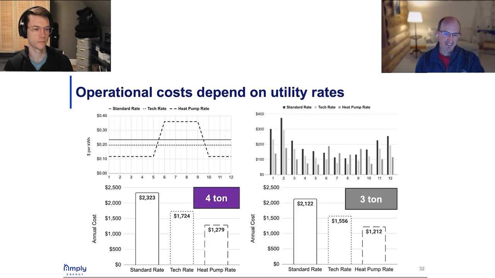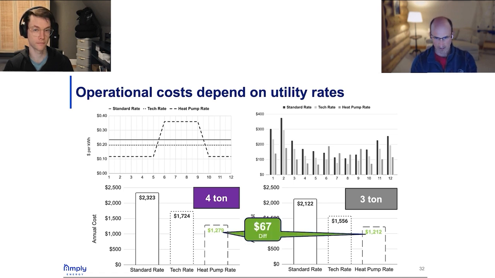If we pretend we are at this heat pump rate and we compare the 4-ton to the 3-ton. So the 4-ton was the least energy efficient. It used the most amount of electricity. The 3-ton used the least amount of electricity. And we're assuming both of these pieces of equipment are on the heat pump utility rate. We only end up with a $70 difference for the entire year. And this is across both heating and cooling seasons, only a $70 difference in impact for the homeowner. And so at that level, I might not really focus a whole lot on the energy efficiency.